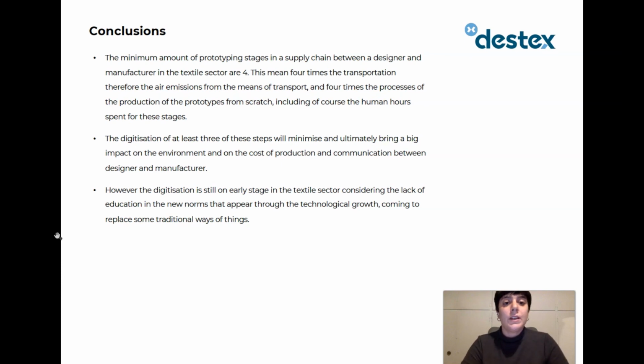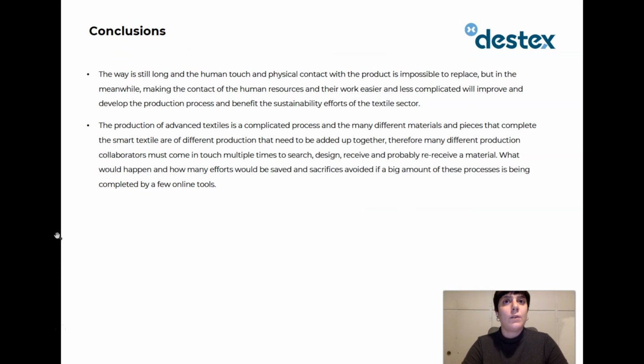In conclusion, in the textile and fashion industry, the 3D technologies have come to minimize many steps in the communication between the manufacturer and the supplier. It is important to know the multiple stages that smart textiles or advanced textiles have because of their complicated process to make. So it is very interesting to think what would happen and how many efforts would be saved and sacrifices avoided if a big amount of these processes were completed by a few online tools.